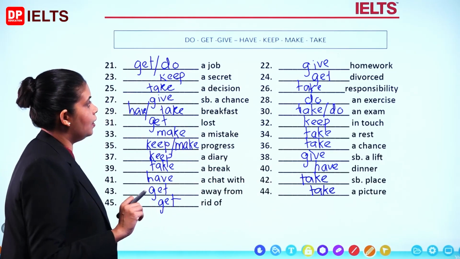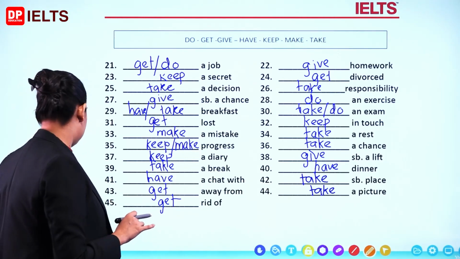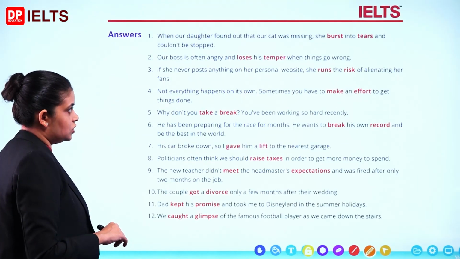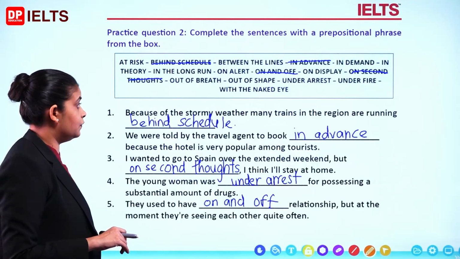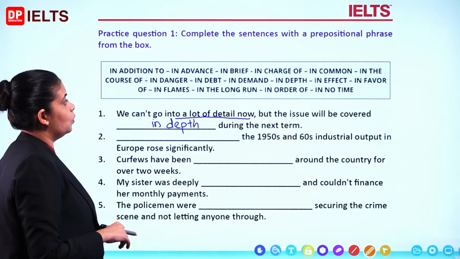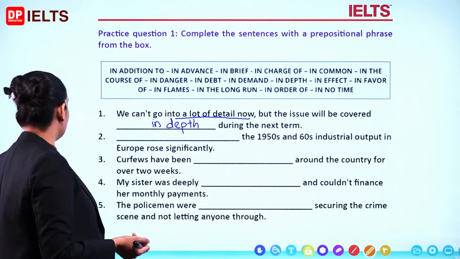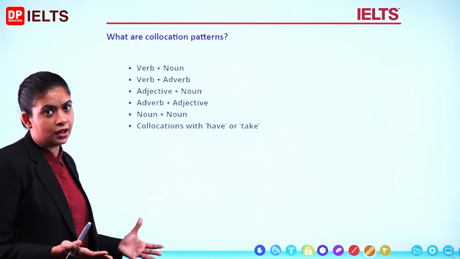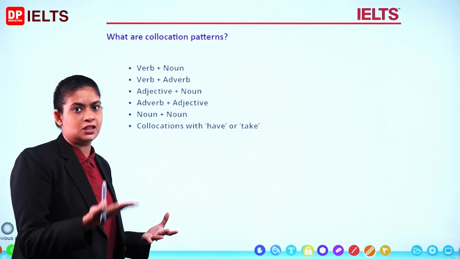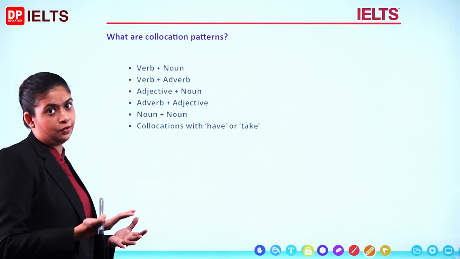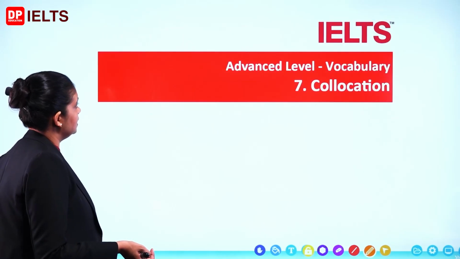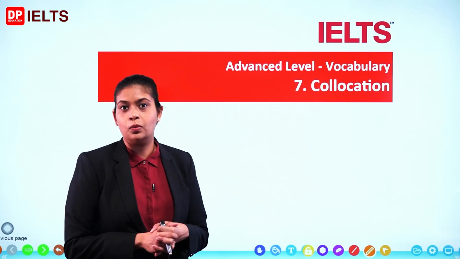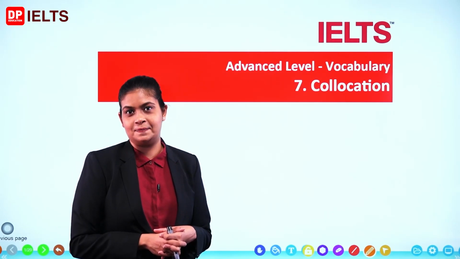All right, so there we are. We've done the activities, okay? So I think now you have a good understanding of collocations, right? And this gives you an insight. If you don't know collocations, you can go into more detail and look out for what collocations are, right? So as I told you, you have verb-noun collocations, verb-adverb, adjective-noun, adverb-adjective, noun-noun collocations, as well as have and take collocations, right? So with that, we've come to the end of this lesson where we had a look at collocations.